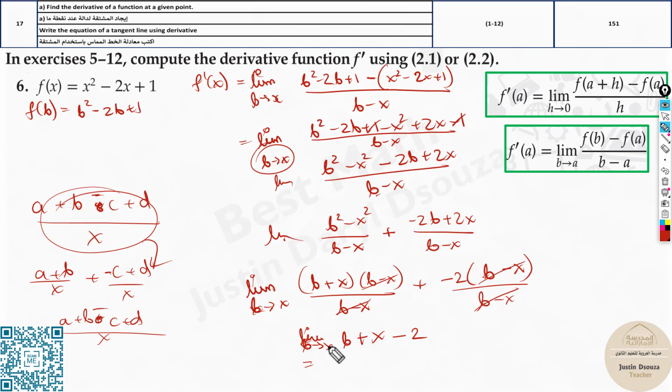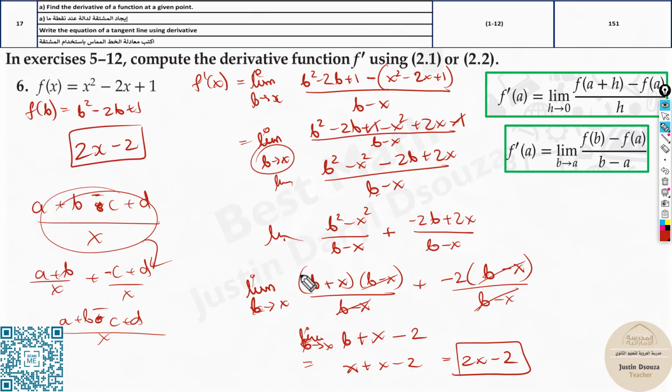Now here when we apply the limit of x, it's going to be x plus x minus 2, that is equivalent to 2x minus 2. That's the answer. Let us check whether it's correct. Differentiate it. Here x squared is 2x, from the power rule, minus 2. Yes, that's the correct answer. So this is how we solve it. I hope this is clear.